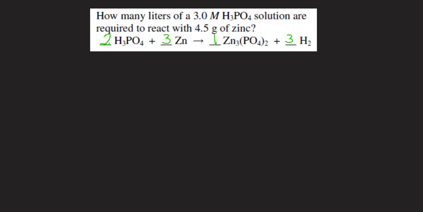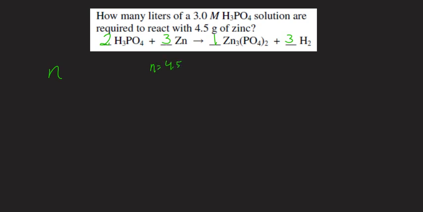And it's asking how many liters of a 3.0 molar concentration of H3PO4 are required to react with 4.5 grams of zinc. So you're going to use this balanced equation and use it as we do in class to organize all the information that's given. Like our mantra in class is, when you don't know what to do, or even if you do, find the number of moles. We don't know how many moles we have of H3PO4. We can, however, figure out how many moles we have of zinc. So let's do that now.